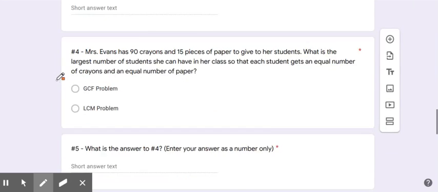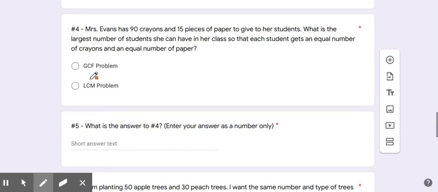Okay, I'm going to do number 4 and 5 with you. They're actually kind of the same problem. Number 4 says Mrs. Evans has 90 crayons and 15 pieces of paper to give to her students. What is the largest number of students she can have in her class so that each student gets an equal number of crayons and an equal number of paper? And so the question is, is this a GCF problem or is this an LCM problem? Well, are you splitting things into equal groups or is something repeating over and over again?